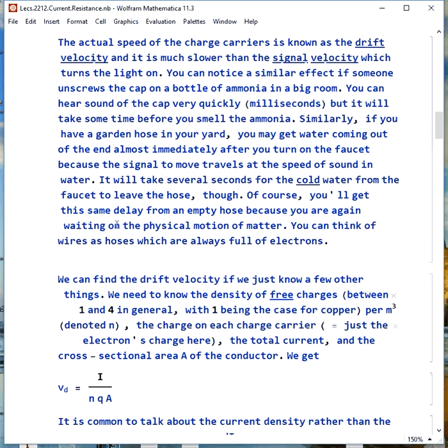The actual speed of the charge carriers in the wire is known as the drift velocity, and it's much slower than the signal velocity, which is what turns the light on. There are similar effects if someone is unscrewing the cap on a bottle of ammonia in a big room. You'll hear the sound of the cap within milliseconds. The sound travels about a foot in a millisecond, but it will take several seconds or more before you smell the ammonia, before the actual particles get to you.